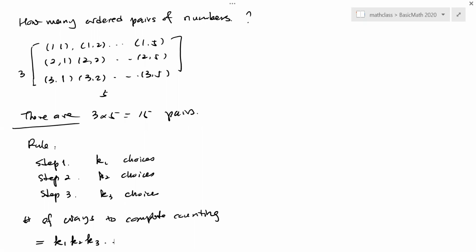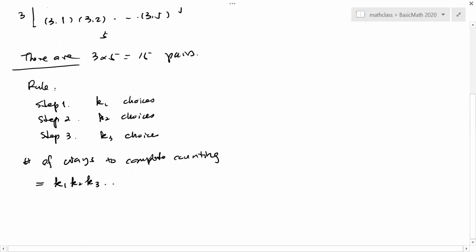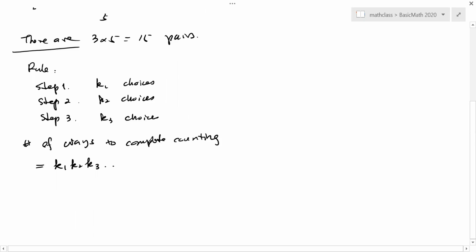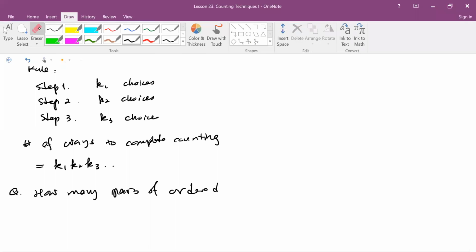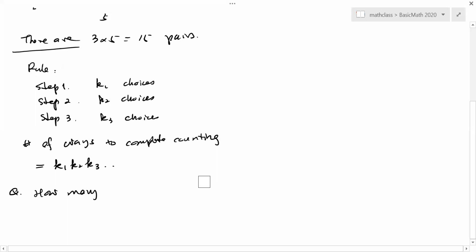Yeah, let me do this problem again. How do we write down all those pairs of numbers? The question is how many ordered pairs of numbers. Let me double check.